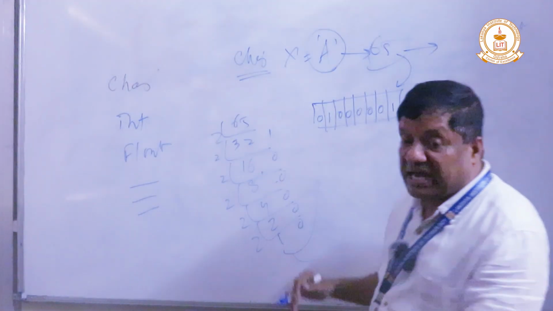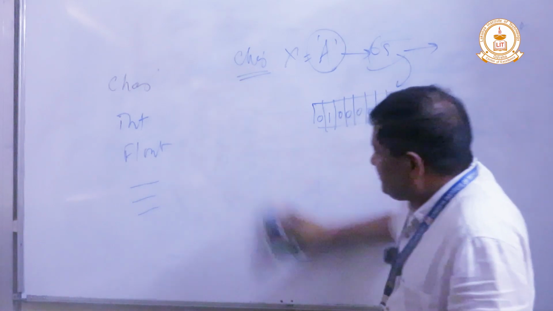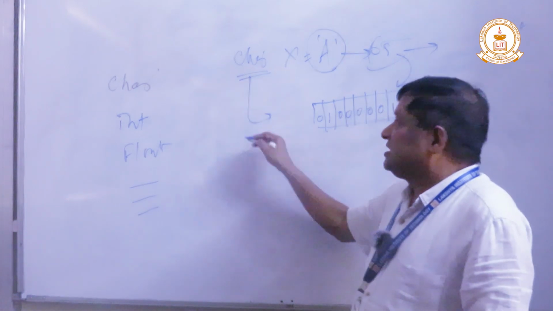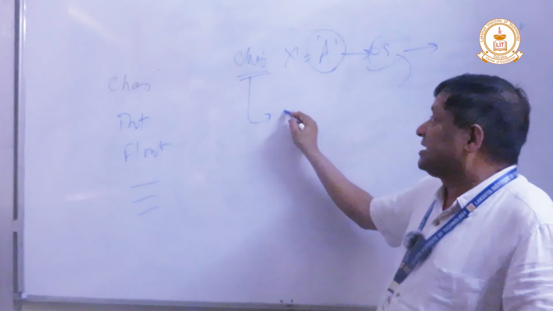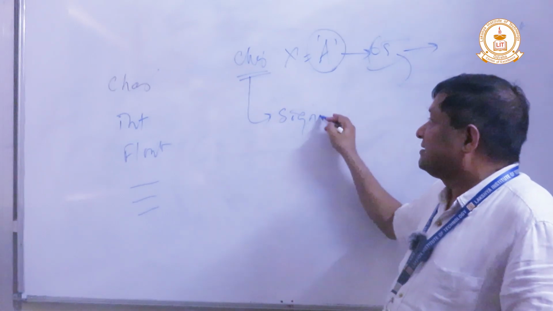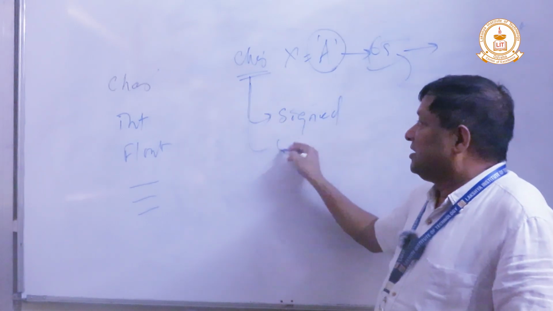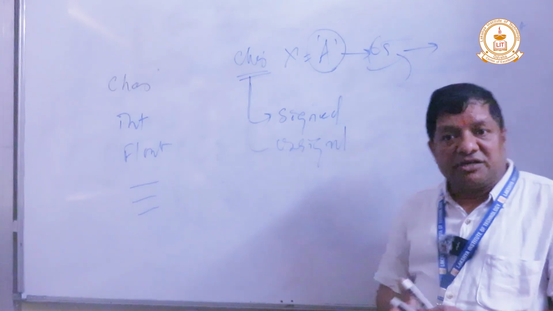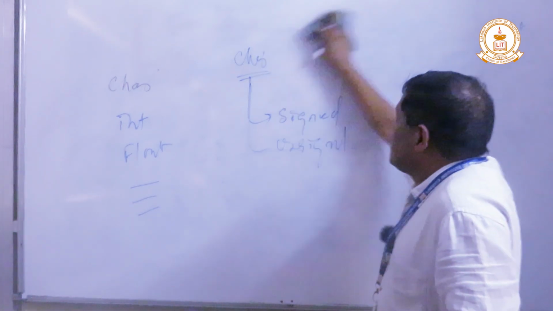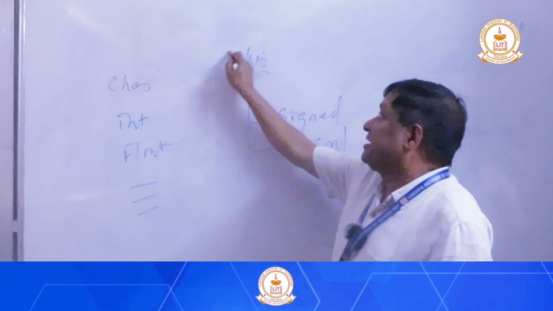But remember, character data is of two types. One is signed character, another is unsigned character. What is the signed character? What is the unsigned character? See, how many bytes is a character? 1 byte.